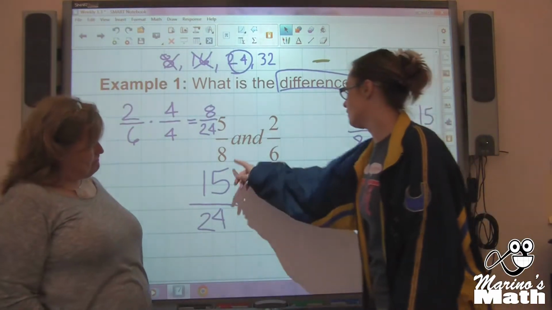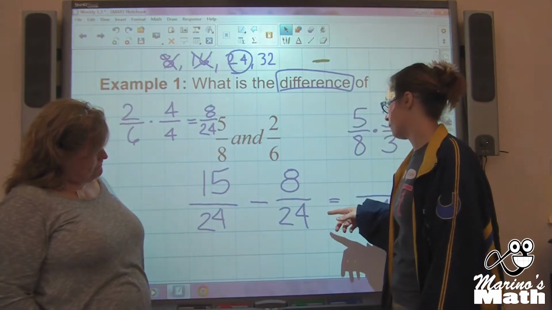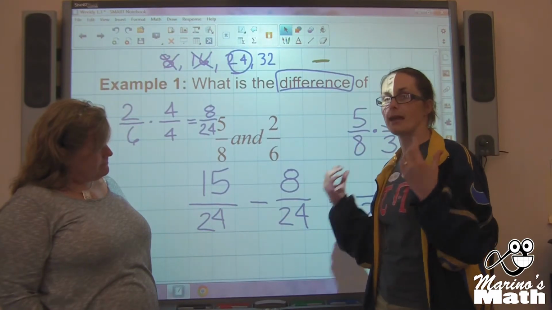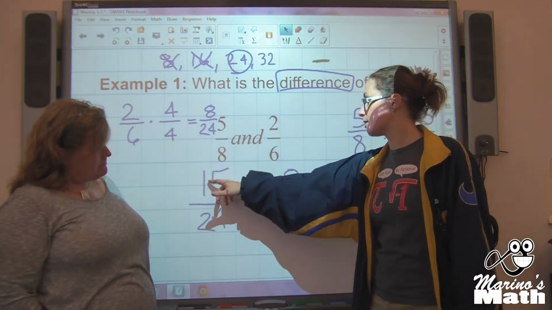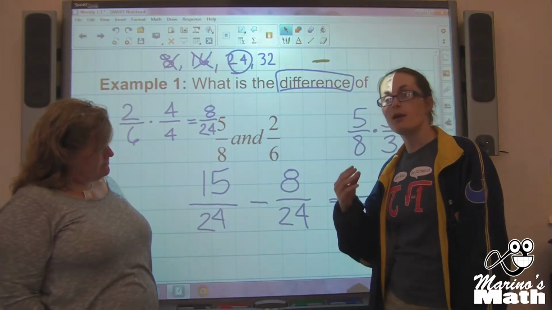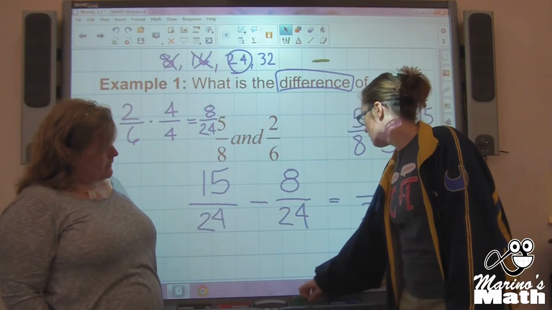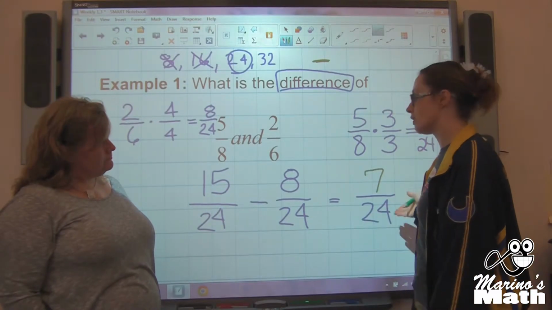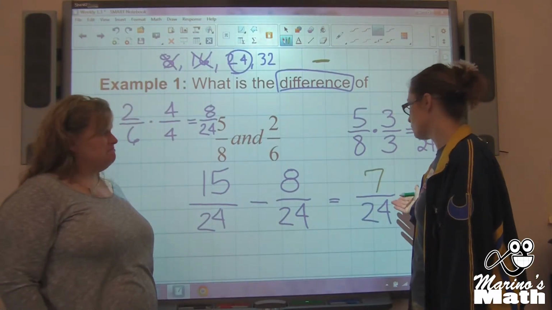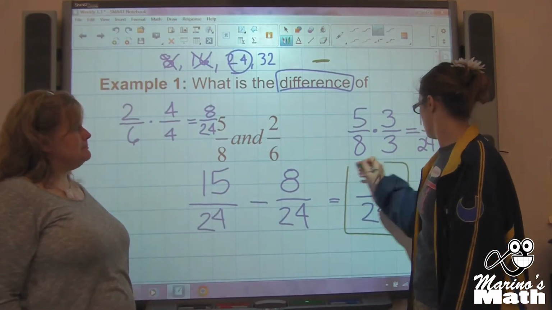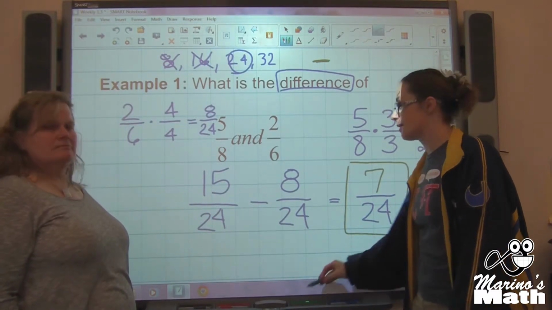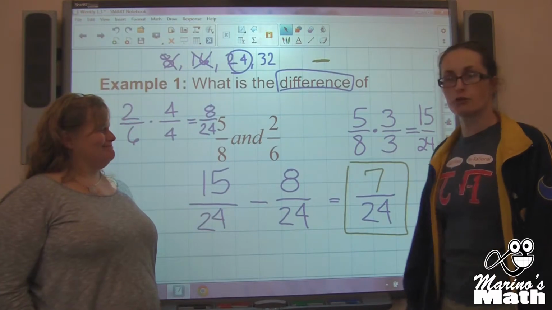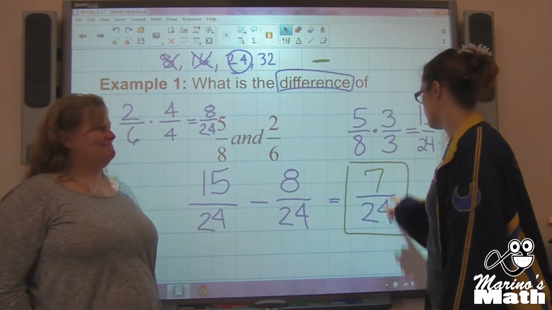So we have 15/24 minus 8/24. Now that I have common denominators, my denominators look exactly the same, so I can simply take my numerators and subtract them. 15 minus 8 gives me 7/24, which I believe is in simplest form. Nothing else we can do. I don't see any way to reduce it. I think that's it. We solved example number 1 and got 7/24. Yay. Clearly mark your answer.